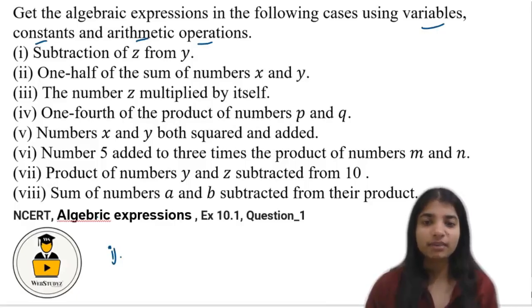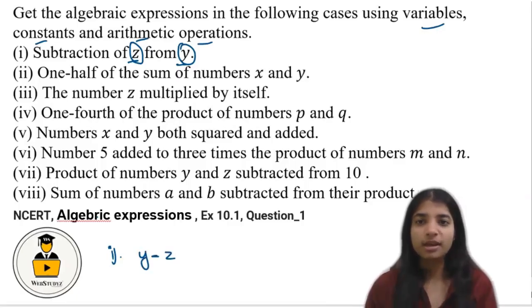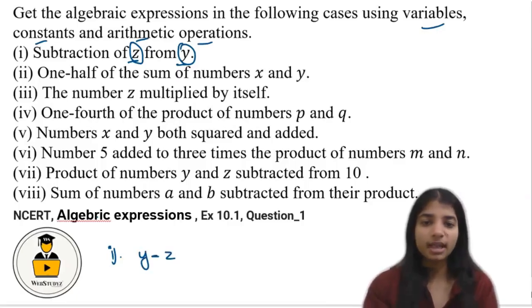In part 1, we are given the subtraction of z from y, which means we have to subtract z from y. So this case in mathematical form is written as y minus z, because we have to subtract z from y. So this algebraic expression is y minus z. Hence the answer to the first part of this question.